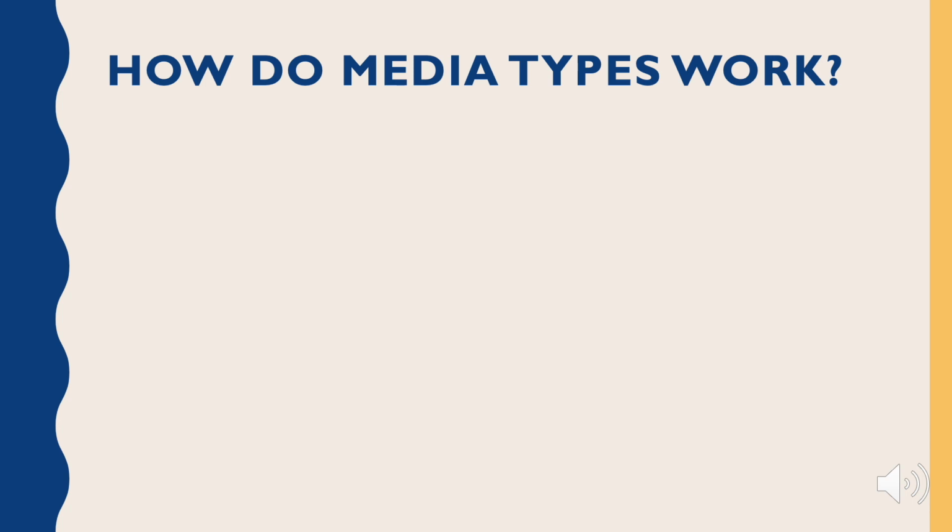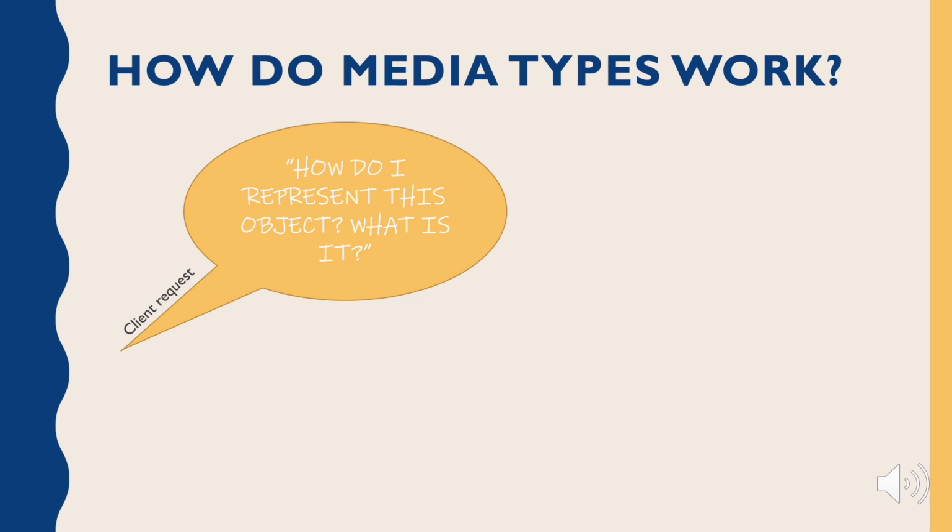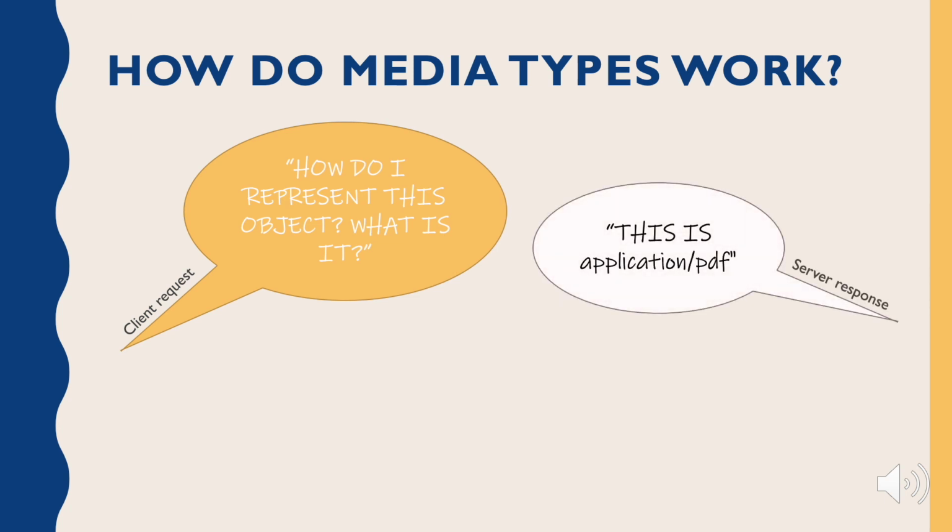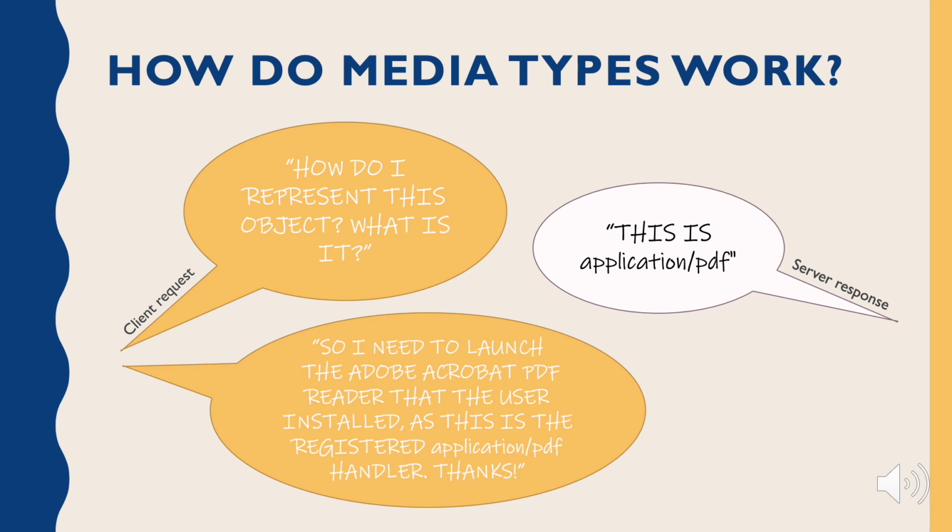It's useful to imagine this exchange as a conversation. The client asks, "How do I represent this object? What is it?" The server identifies the format and content and responds with the media type. This is application/PDF. From this response, the client knows which application to launch in order to represent the object for the user. In this example, it's a PDF reader.